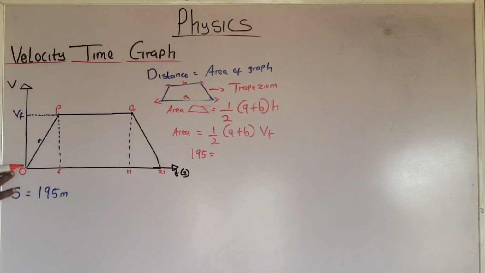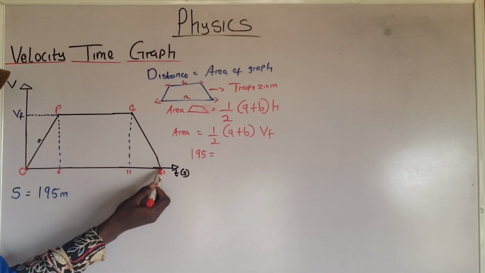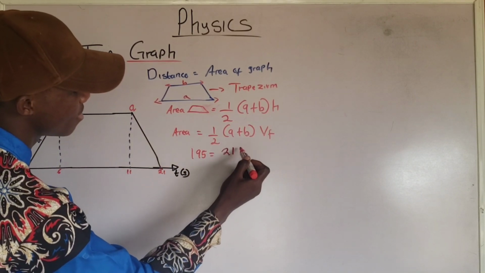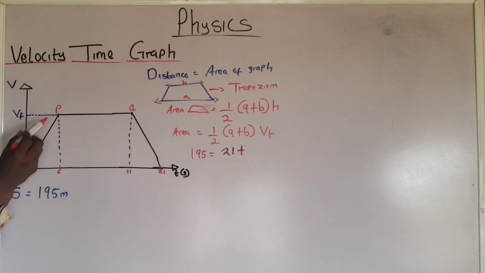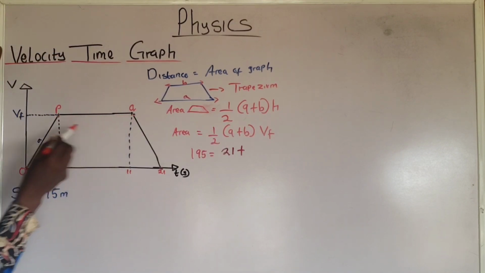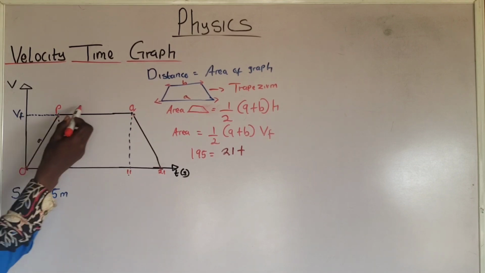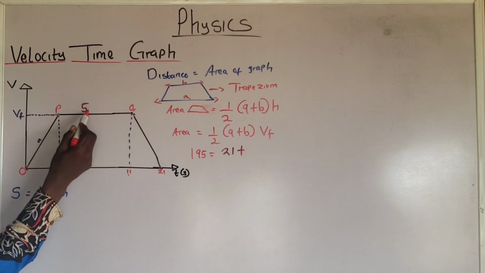Now let's go back to our velocity time graph. The A in this velocity time graph is this. So the distance from this point to this point is what? 21. So here I'm going to have 21 plus B. B is what? The distance from this point to this point. The distance from this point to this point is 11 minus 6. So that is 5. The distance from this point to this point is 5.